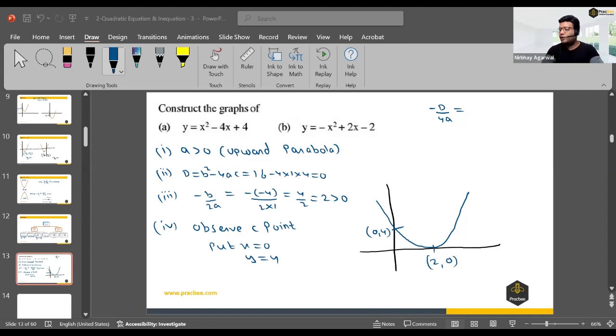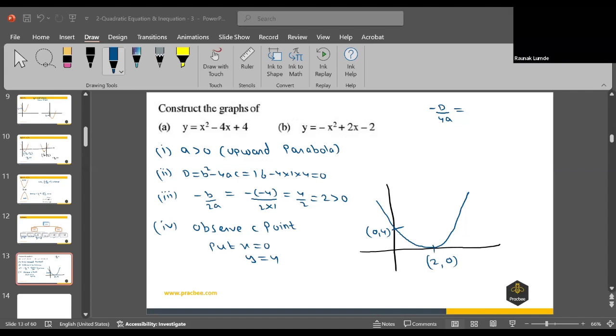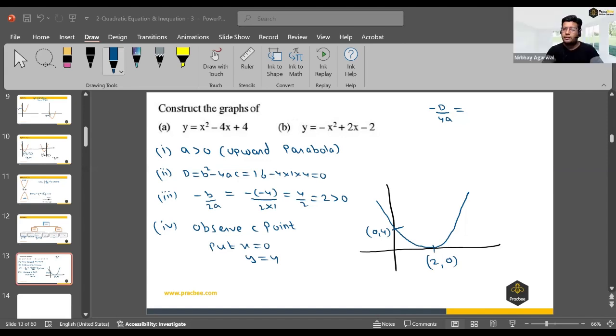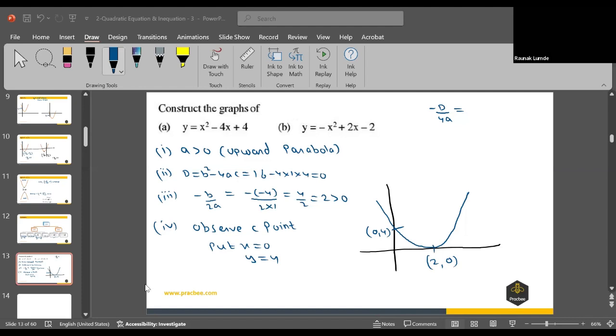Any confusion till now? Any doubt? No, no confusion. Can you do the second part? Okay, sir. Do it. You have to first do the conditions and then you can plot it.